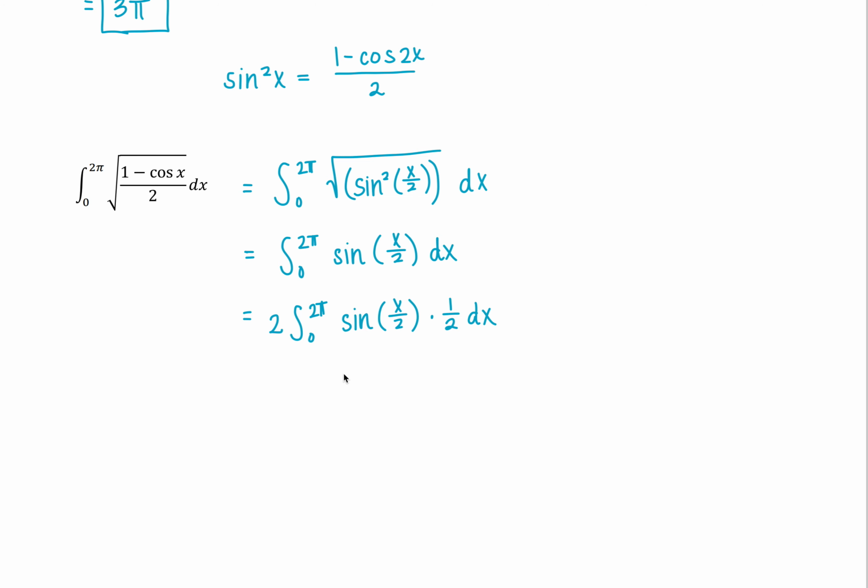So now I can integrate. When you integrate sine, you get negative cosine. So I've got negative cosine of x over 2, and we are evaluating that from 0 to 2 pi. Now, we're starting with the 2 pi. 2 pi over 2 obviously is just pi. Cosine of pi is negative 1. Negative negative 1 is positive 1.